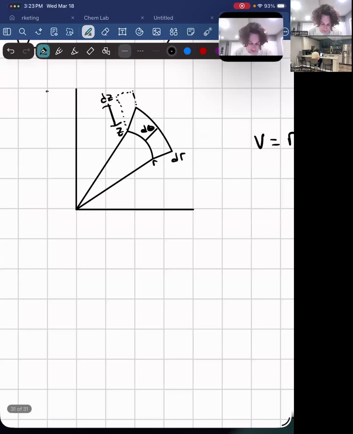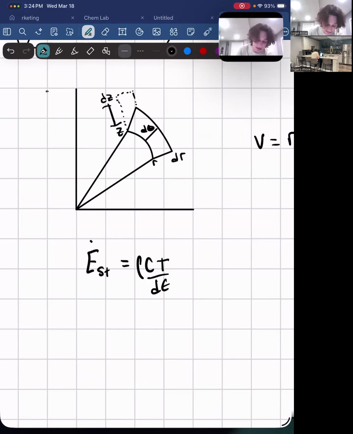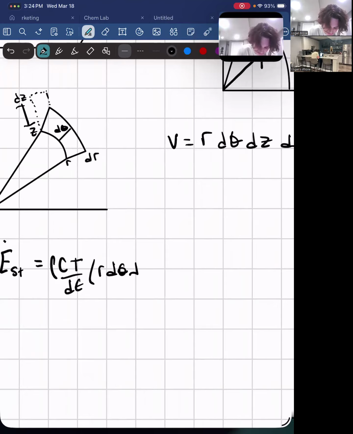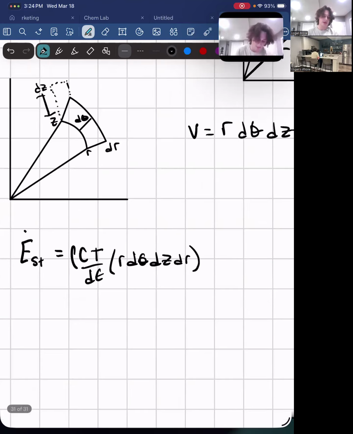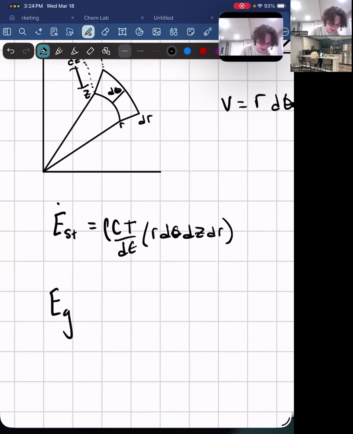So we had 3 equations for Cartesian coordinates, right? We had our energy storage, which was our rho C, our density times our heat capacity times our temperature over our change in time times our volume, so our R, d theta, dz, dr, right? And then we had our energy generation, Eg, equals our heat flow, our change in heat flow times our volume, so our R, d theta, dz, dr.